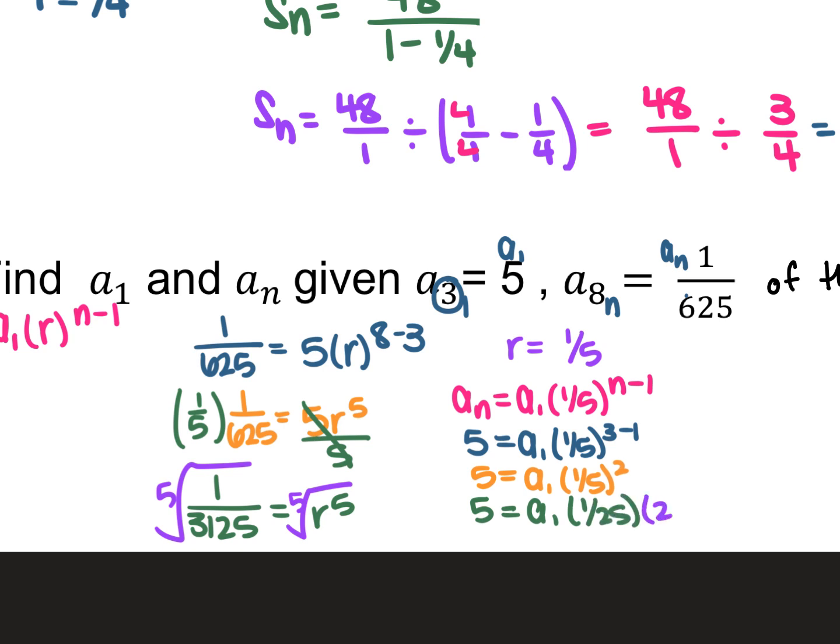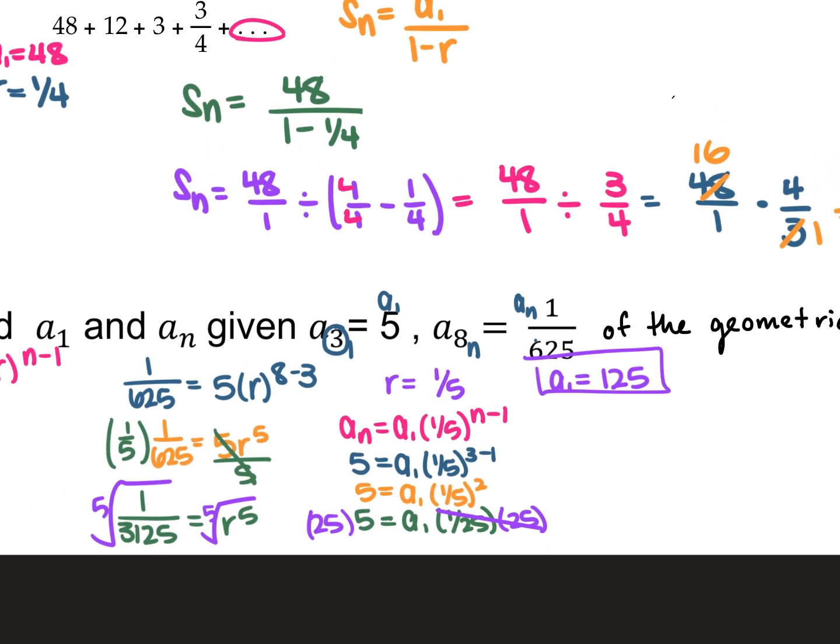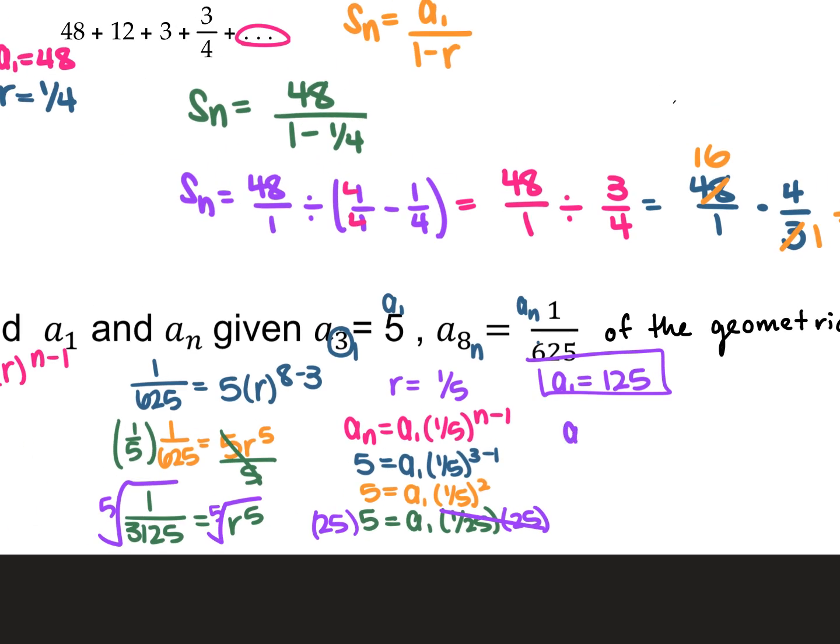We multiply each side by the reciprocal of 25, and we get that a sub 1 is equal to 125. So that's part of what it's asking us for. The other part is the a sub n. So if we take a sub n is equal to 125 times r, which is 1/5, to the power of n minus 1, that gives us our other part of a sub n.